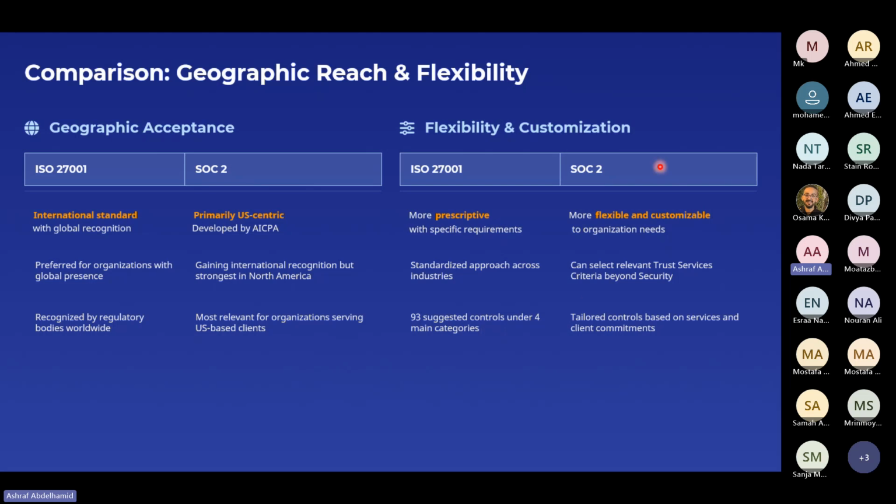Again, SOC 2, as we said, has tailored controls based on the service and the client commitment, so it can be tailored based on the case. ISO 27701 has fewer fixed requirements, but it can be customized, and the report will reflect all of that.